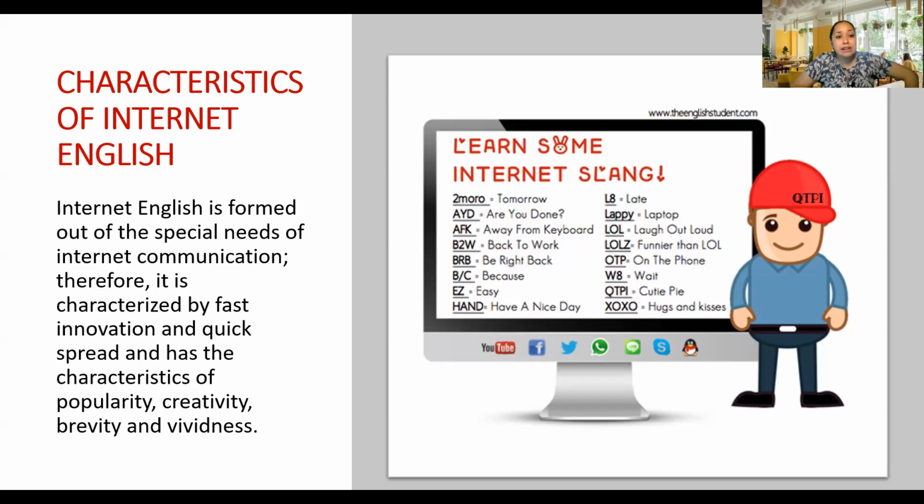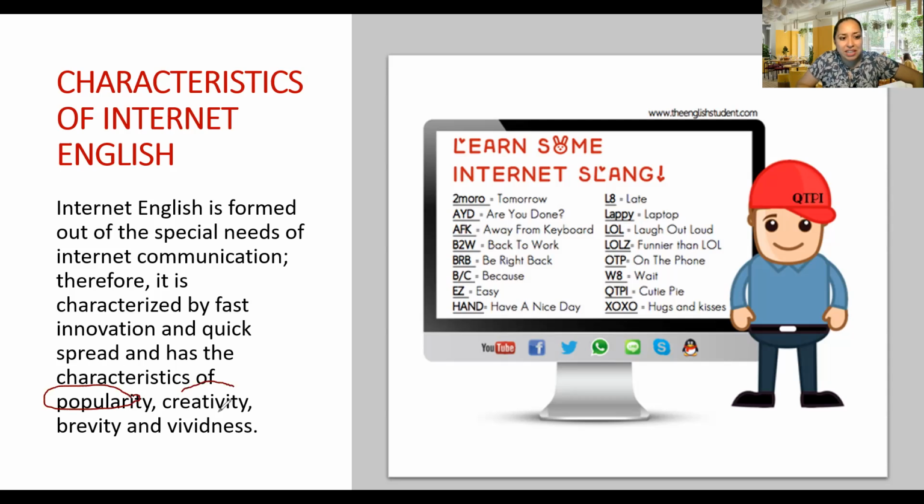And yeah, it is characterized by fast innovation and quick spread, and here's the thing for internet English, because let's just face it, if you go to the internet, you can find every kind of information in English. Everything is in English because that's sort of the international language. You can find things specifically in different languages, but if you know English, you can see the differences between the languages. There is a lot of popularity for the language. I'm talking about English here.